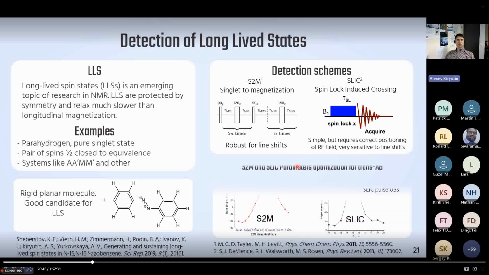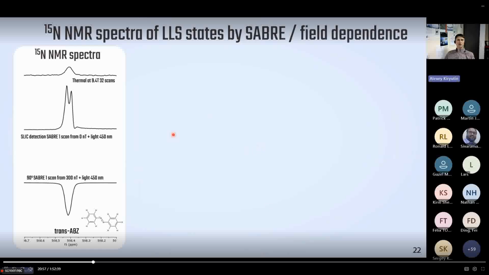We tested both approaches and found that the S2M sequence works better for the case where the chemical shift slightly changes due to, for example, temperature variation. The spectra show how the 15N signal of polarized trans-azobenzene looks when we detect with the SLIC pulse sequence. A doublet is observed, which is expected compared to the conventional magnetization-based detection.